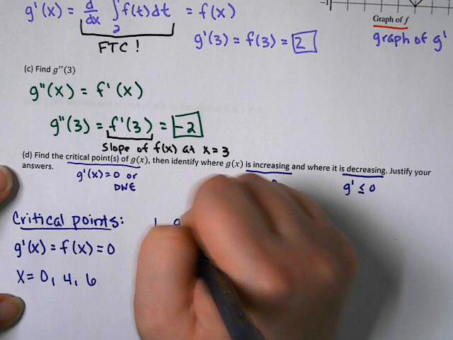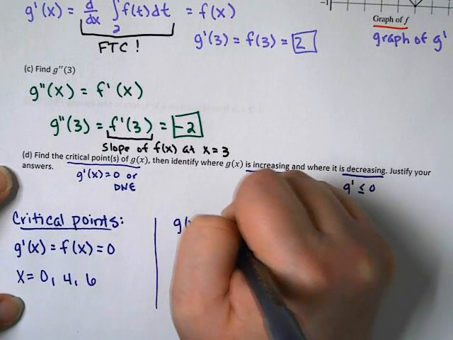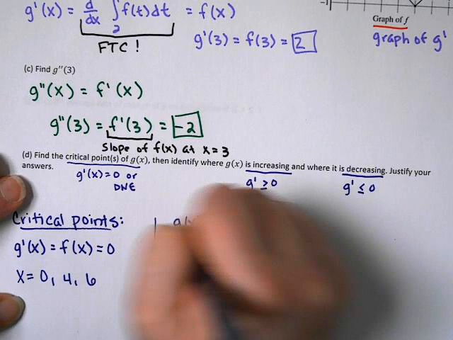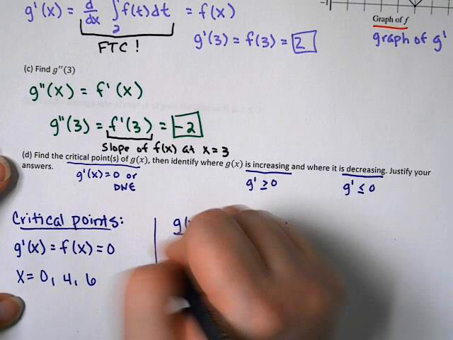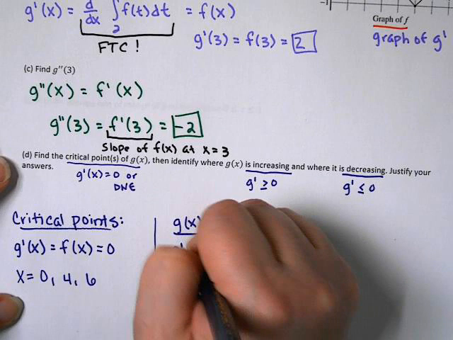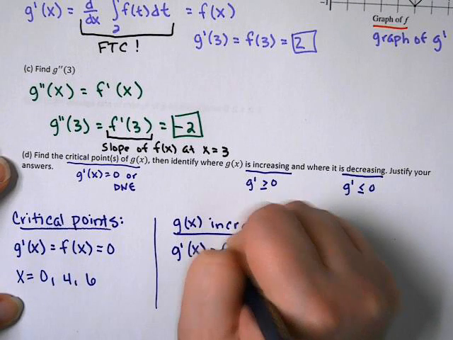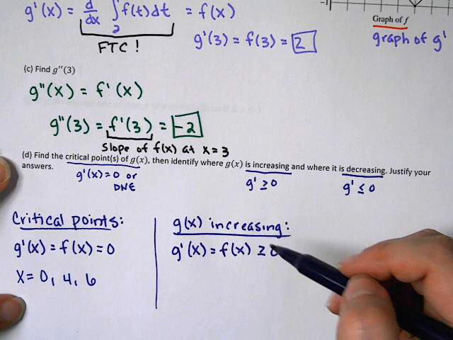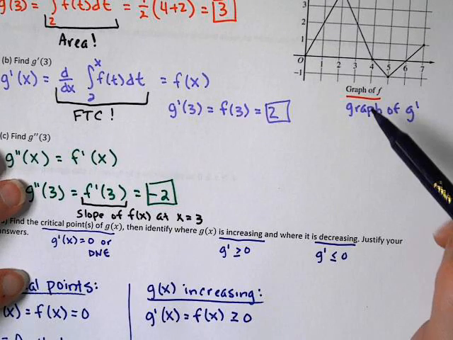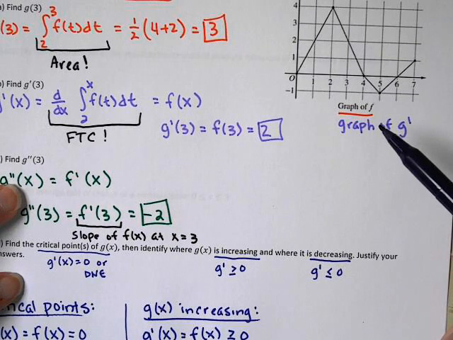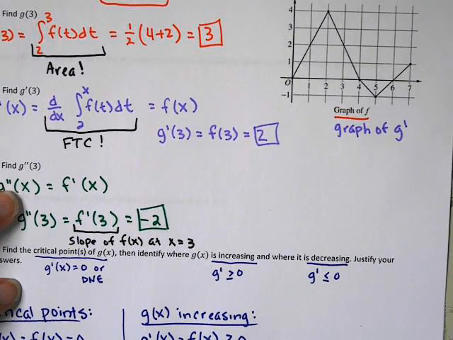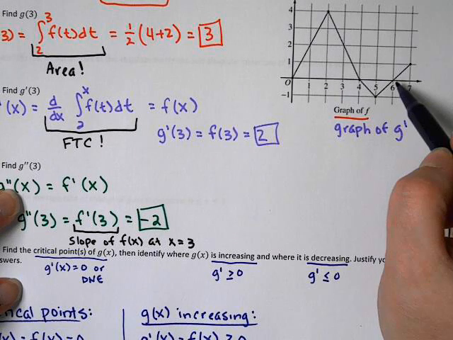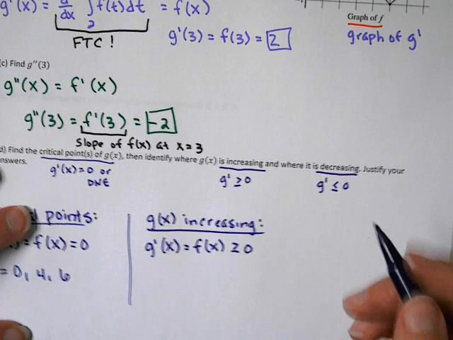And then I'm going to look for where G of x is increasing. We said that that's where G prime, which is the same as f, is greater than or equal to 0. For f of x to be greater than or equal to 0, it means we want to look at this graph and see where f of x is above the x-axis. So we know that that's going to be from 0 to 4, and then again from 6 to 7.